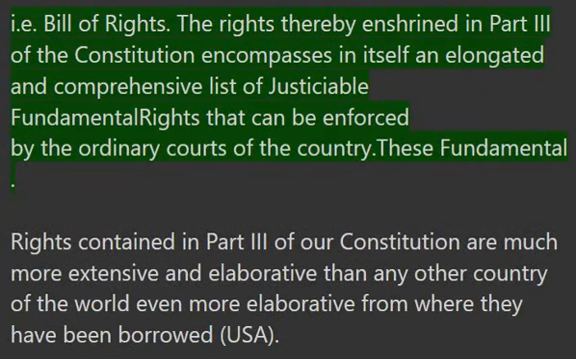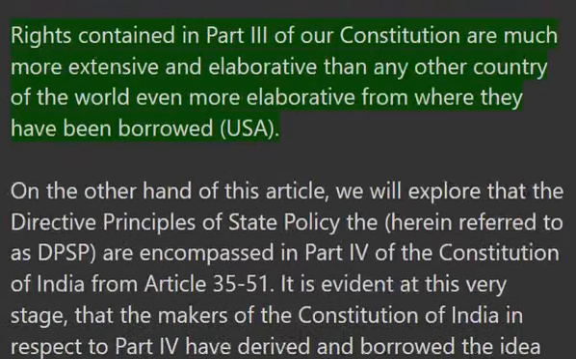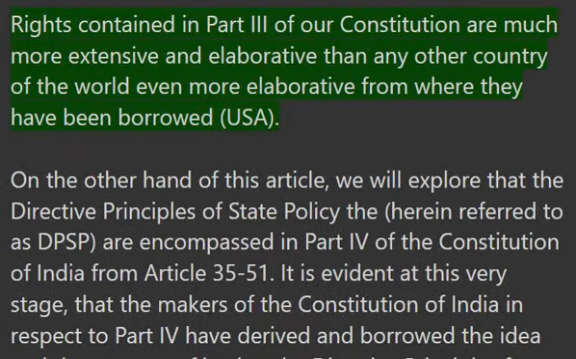The rights thereby enshrined in Part 3 of the Constitution encompass in themselves an elongated and comprehensive list of justiciable fundamental rights that can be enforced by the ordinary courts of the country. These fundamental rights contained in Part 3 of our Constitution are much more extensive and elaborative than any other country of the world, even more elaborative than the country from where they have been borrowed, the USA.